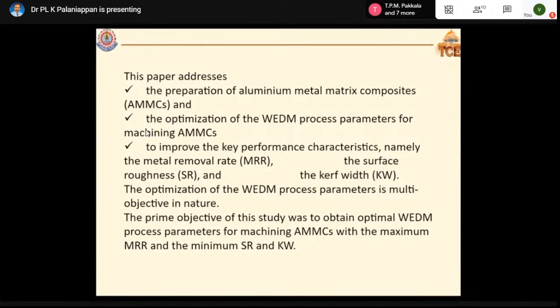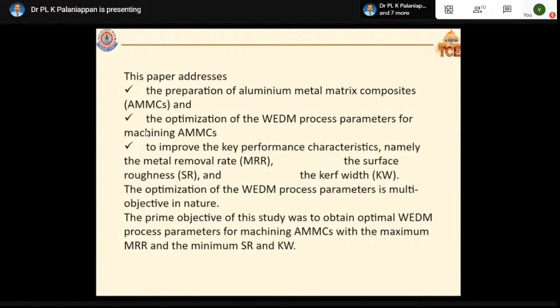It's close to our webinar topic: the optimization of wire EDM parameters for machining aluminum metal matrix composites, and to improve the key performance characteristics, namely the metal removal rate, the surface roughness, and the kerf width. So here I am introducing three performance characteristics. One is the metal removal rate, MRR. It is shortly called MRR.